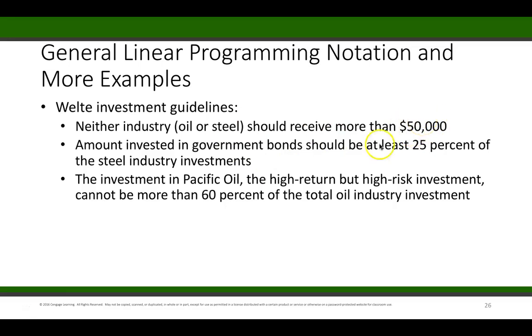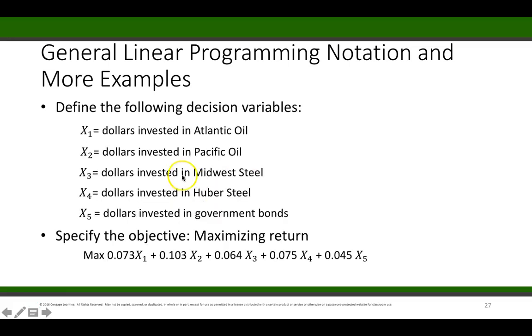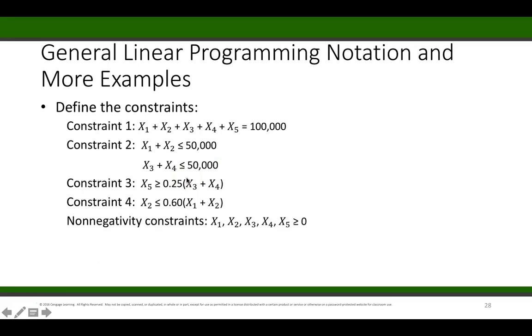So given that, we know how much we are investing in steel. We know that X3 plus X4, these two variables represent the amount that you're investing in steel. And you're saying that the amount invested in government bonds should be at least greater than 25% of what you invest in steel. X3 plus X4, Midwest plus Huber.